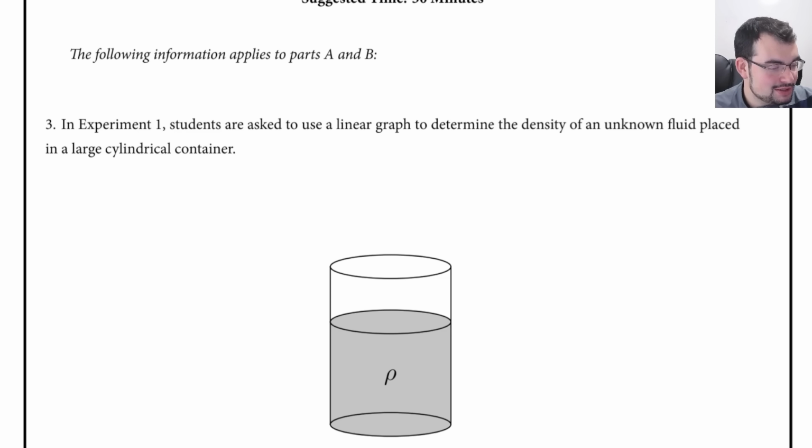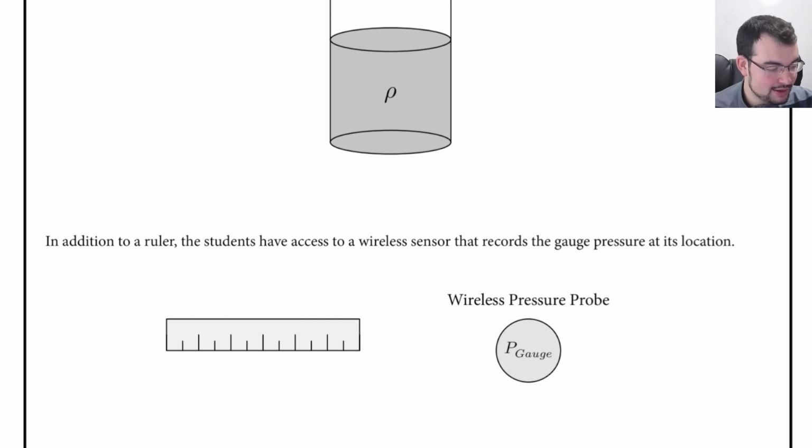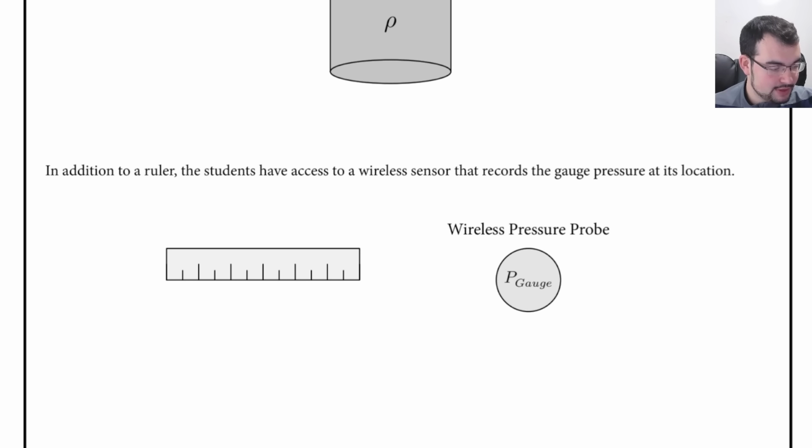In experiment 1, students are asked to use a linear graph to determine the density of an unknown fluid. The students have access to a ruler and a wireless gauge pressure probe. Sometimes we just like to make up equipment. So we can have a ruler and we have a pressure probe. So I am going to tell you how to answer the lab question.